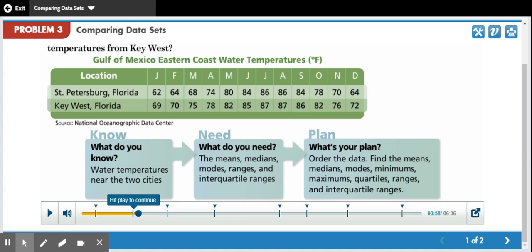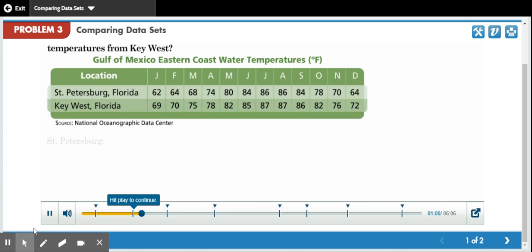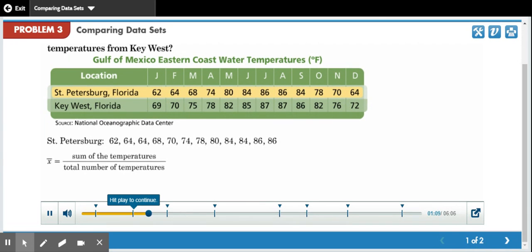So let's go ahead and use this resource that walks us through finding all of these different values. And we're going to start with St. Petersburg, and then we're also going to go through the example of Key West, Florida. First, look at the data for St. Petersburg. Arrange the data in order from least to greatest.